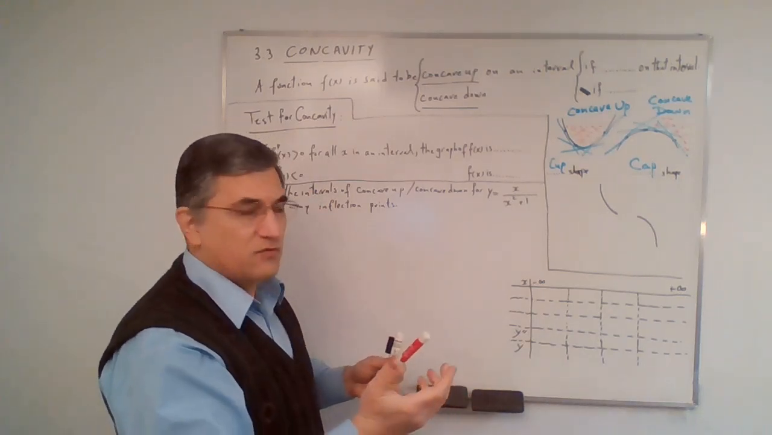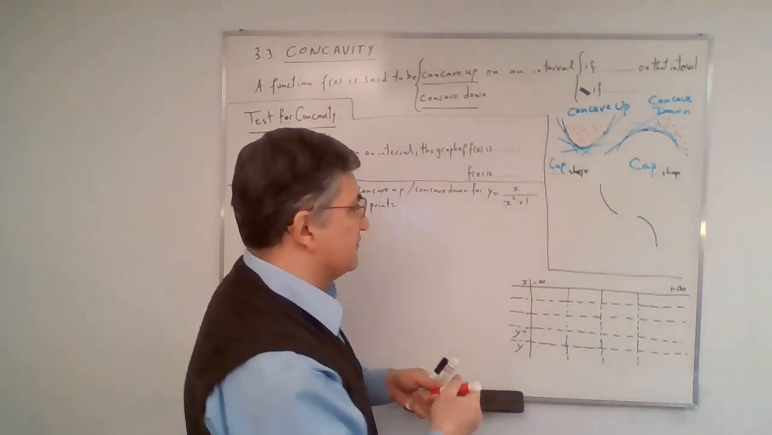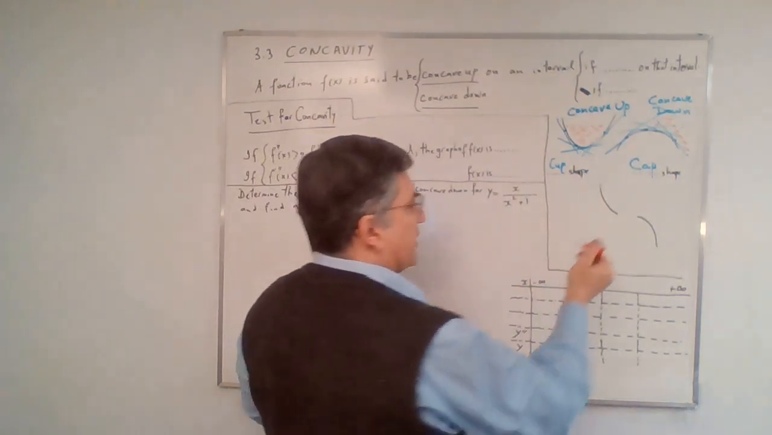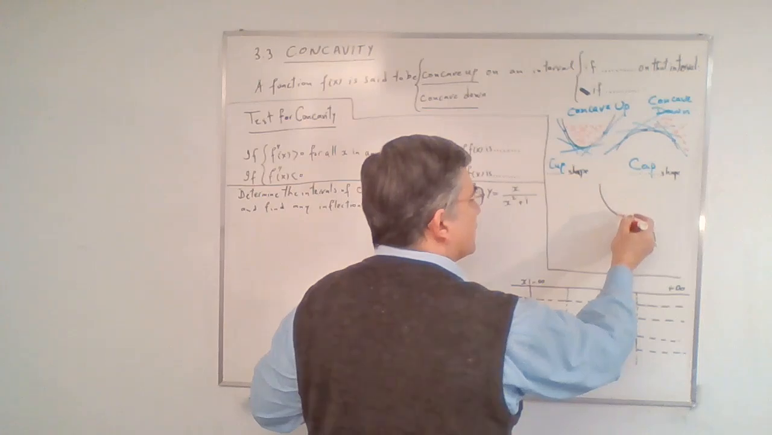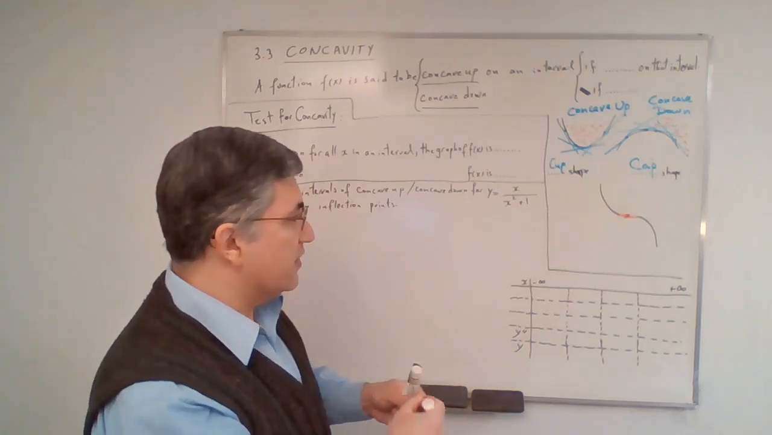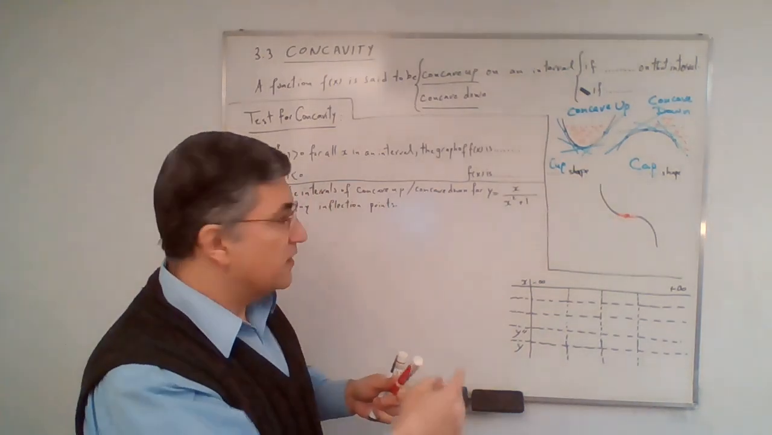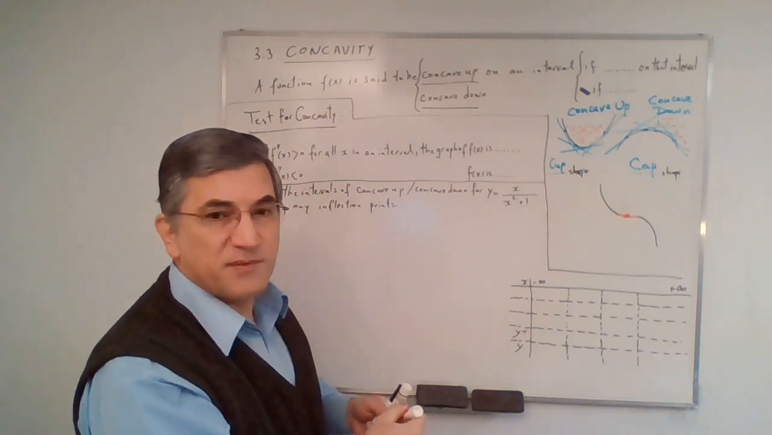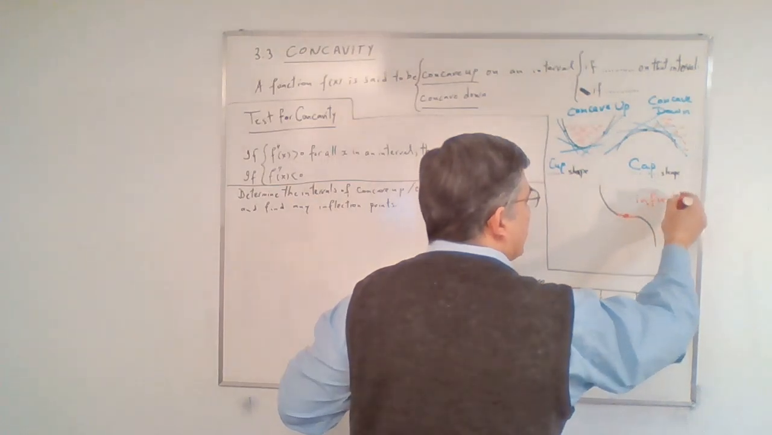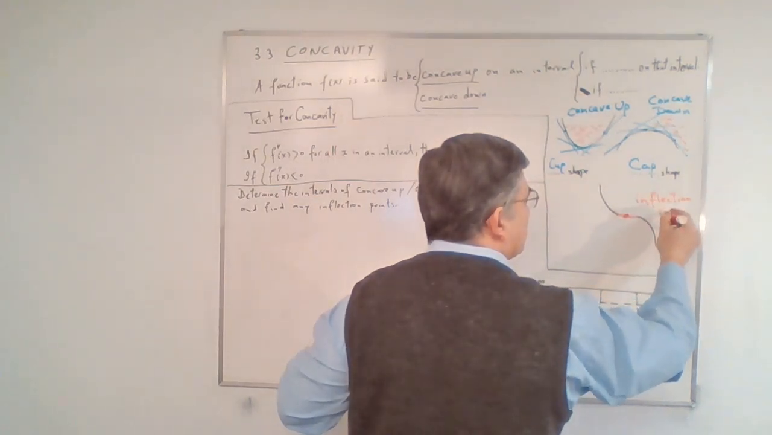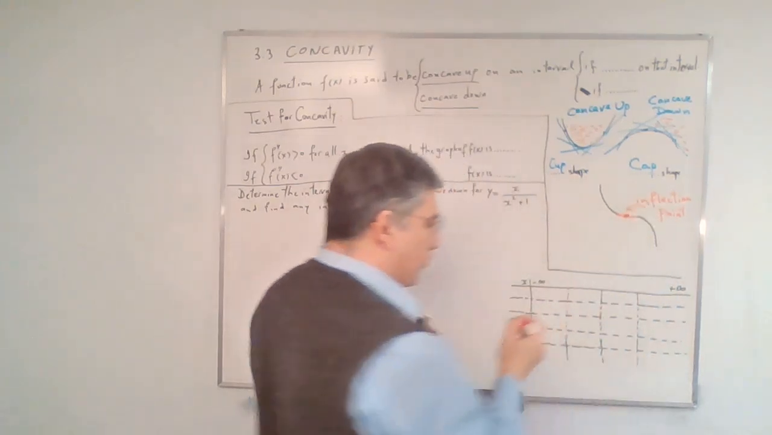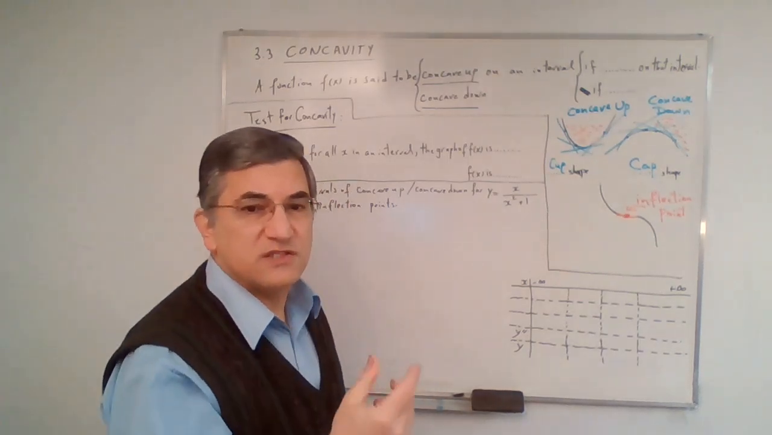Now, sometimes, of course, the graph changes its concavity. For example, you have a part of a graph right here, which is concave up. And then at this point in the middle somewhere, it changes its concavity from concave up to concave down. Such points have special names. We call them inflection points. So if somebody asks you what is an inflection point, you're going to say an inflection point is a point where the graph changes its concavity.